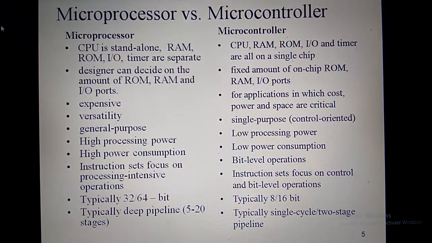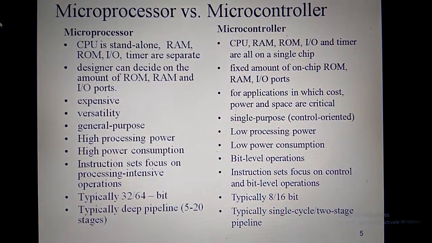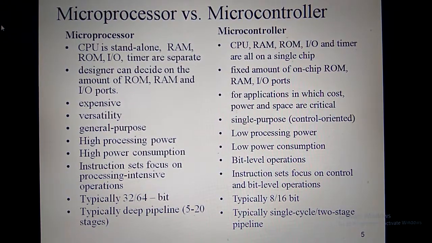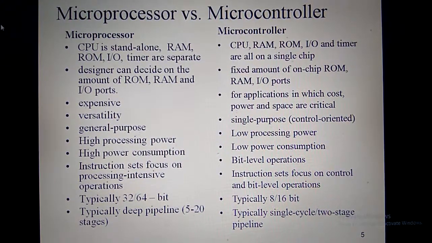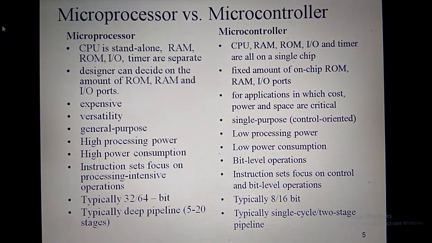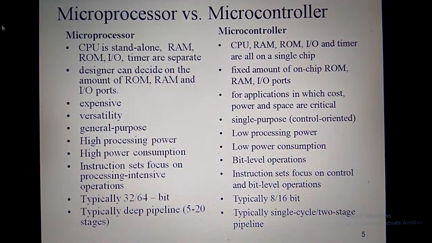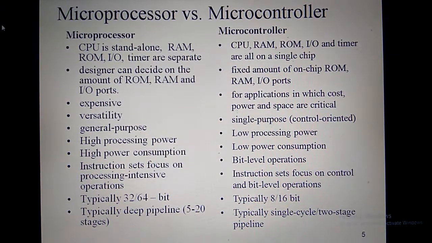Microprocessors are usually 32 to 64 bit, while microcontrollers are usually 8 to 16 bit. The microprocessor focuses on deep pipelining. It allows up to 5 to 20 stages of pipelining, but microcontrollers allow a single cycle or two-stage pipelining.